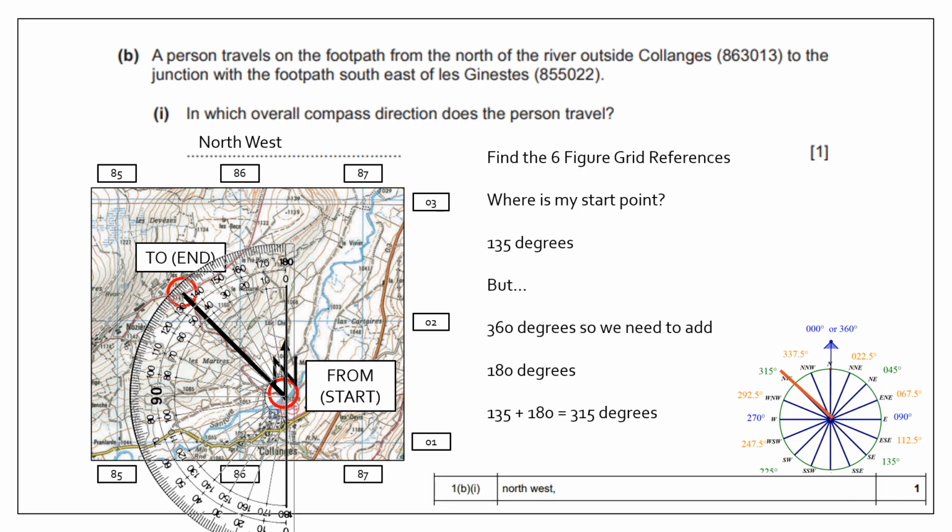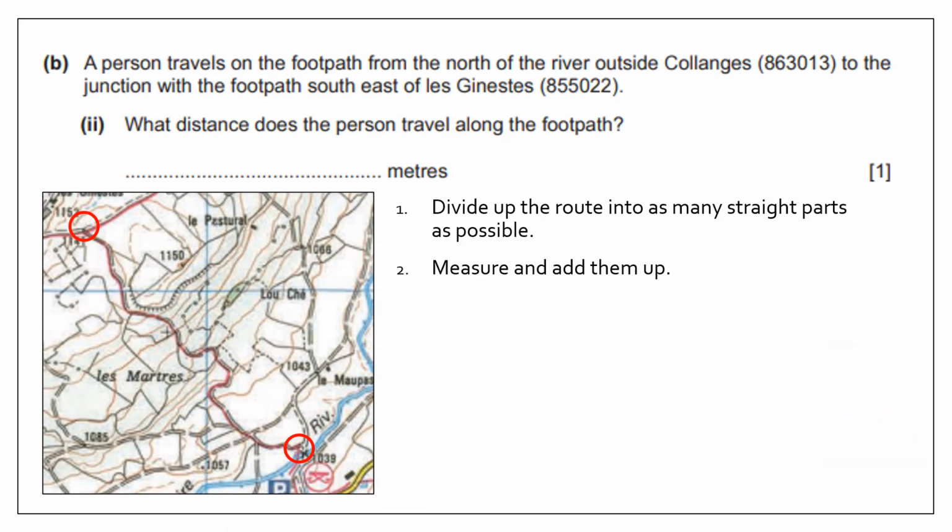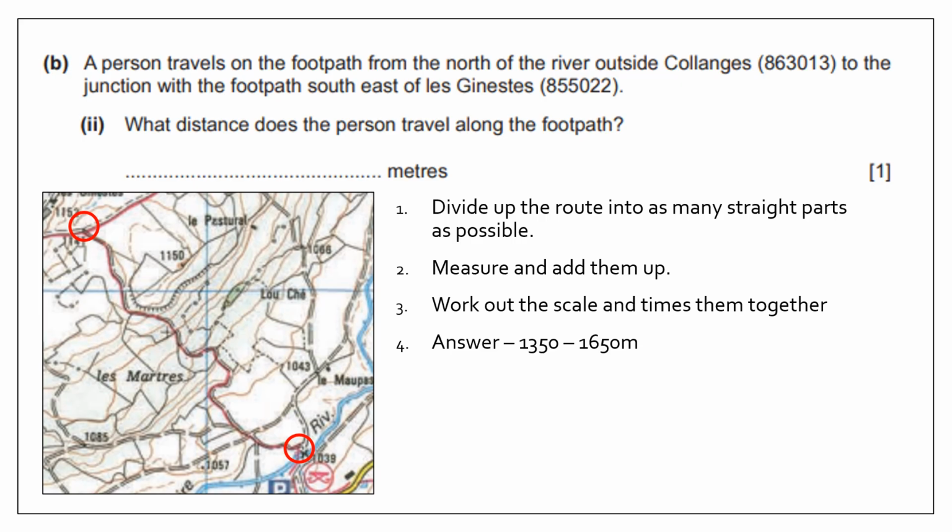And there we go. Even the mark scheme requires you to write northwest. So just to show you what to do, remember, divide up the route into as many straight parts as possible, measure and add them up, work out the scale and times them together. So your answer should be between 1,350 and 1,650.